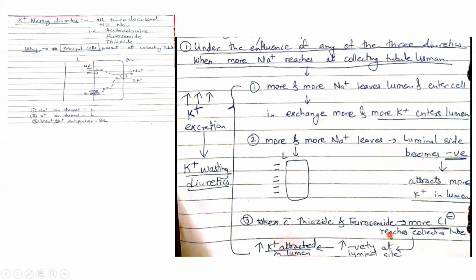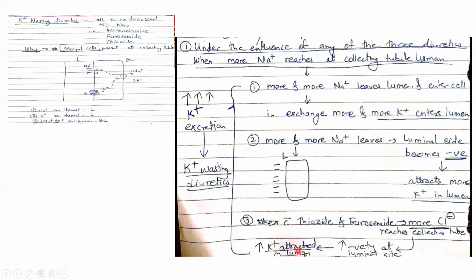With thiazide and furosemide, what happens? Chloride is also coming. Do you remember what they are inhibiting? They are inhibiting transporters which involve sodium and chloride transport. So they are not only increasing sodium excretion, but they are causing more and more chloride to reach this region. Chloride carries negative charge. Because chloride carries negative charge, what is going to happen? Again, this becomes more negative, and more and more potassium enters.